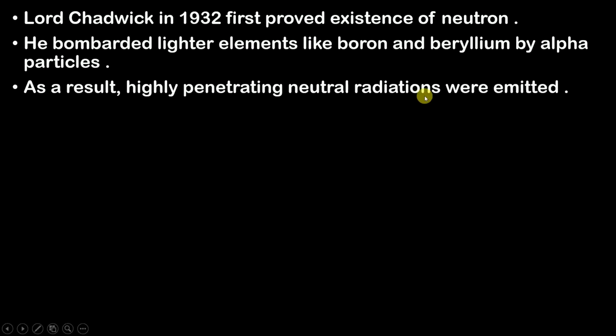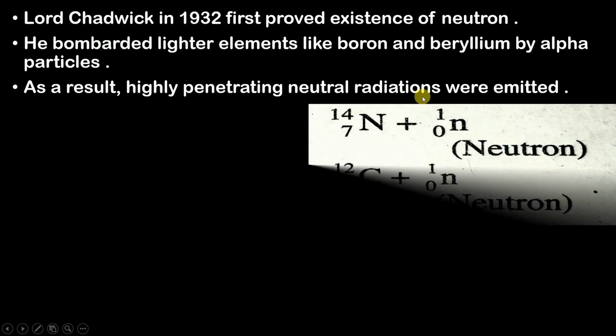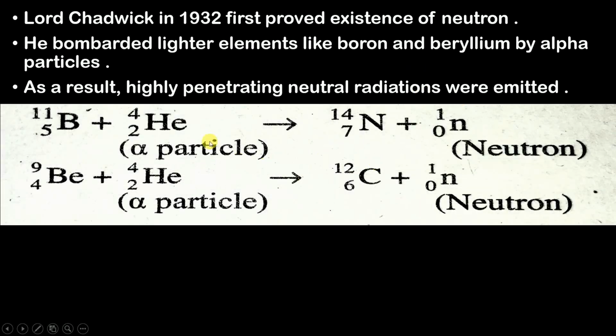I will explain these two points to you now. Consider these two equations. In this equation, this B is your boron and this He is your helium. This helium is known as an alpha particle.